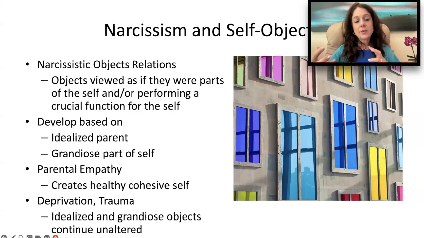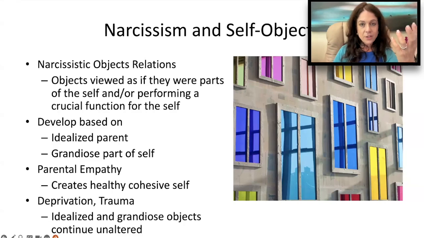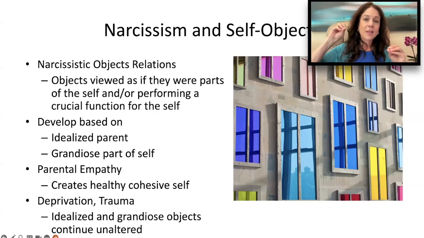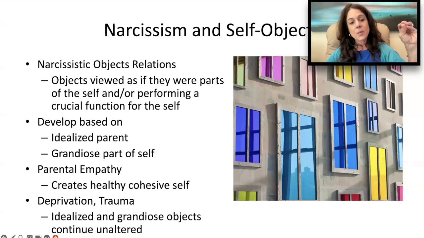And he says that we develop these based on our idealized parent, the perfect parent in our childhood imagination, and also this grandiose sense of self. So as a child, and I think I've seen this in kids, you can see it. There's this grandiose, heroic, they all want to be superheroes type of self, right? Or perfect in some way, and seeing the parent that way.